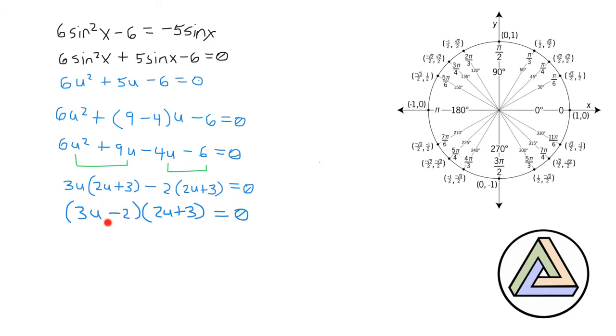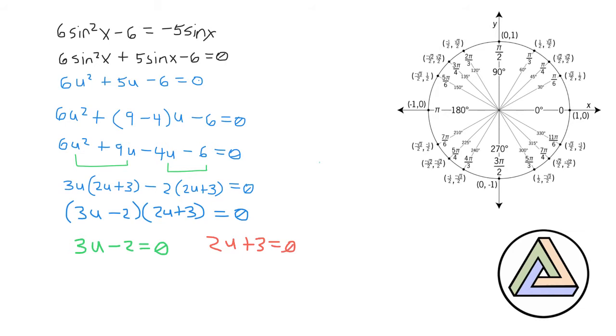Now, we're in a similar situation as we've faced with some of the last few problems, where if this whole thing was 0, then 0 times whatever this was would be 0, and so on. So we can set up separate equations here. And let's go ahead and just solve for u, and then we'll take it from there. So the first equation would be 3u minus 2 equals 0. And the second equation would be 2u plus 3 equals 0.